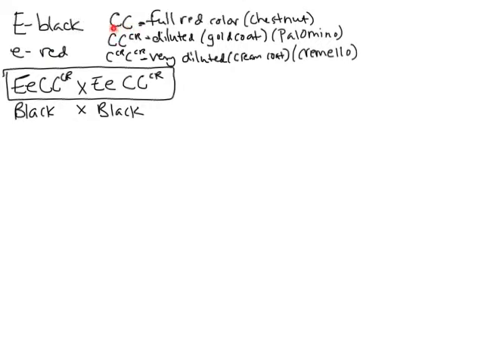So if you have CC, that is not modifying at all. So you just have full red color. You look chestnut. It's a type of horse coat. If you have a heterozygous genotype, meaning you have one C and one C^CR, then you get some dilution of that red, and you get a gold coat, and that's called a palomino horse. If you have C^CR C^CR, you get more dilution of that red, and you actually get a cream or white coat, and we call that cremello.